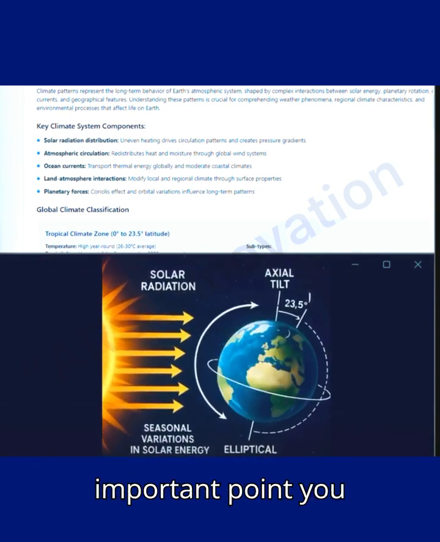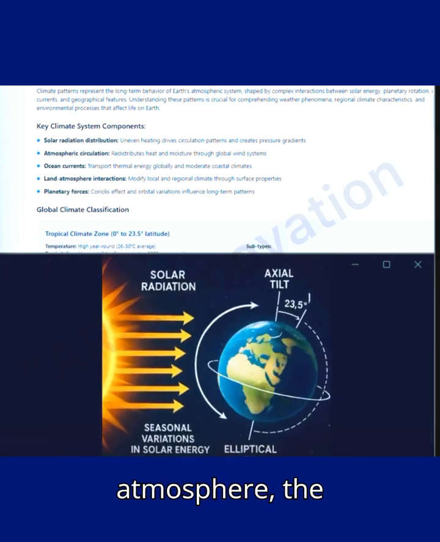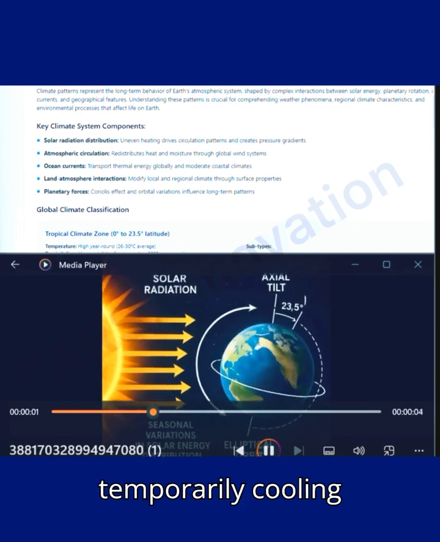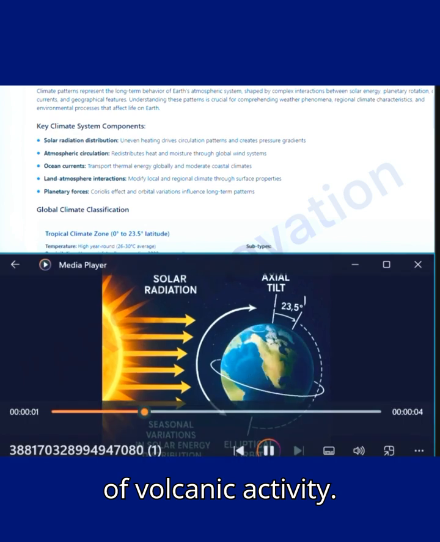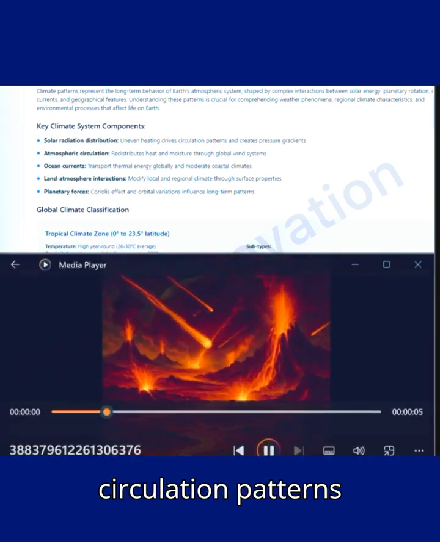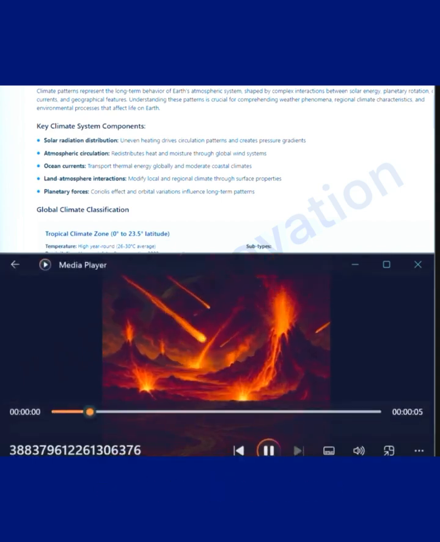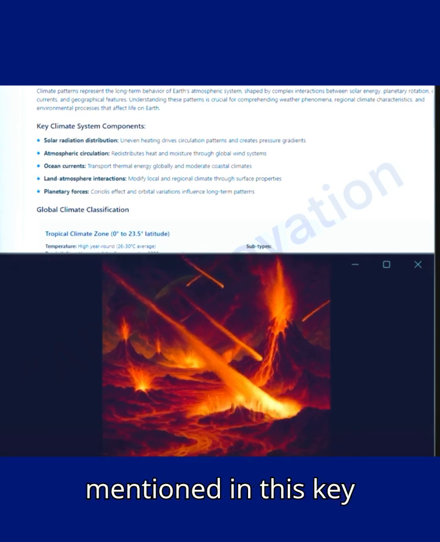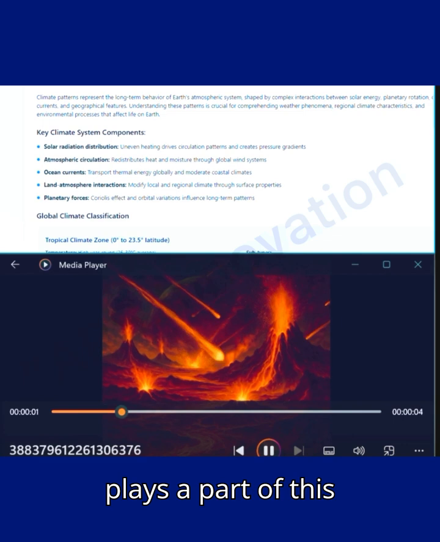Volcanic eruption is also one of the important points you need to note here. Eruptions can inject particles into the atmosphere that reflect sunlight, temporarily cooling the planet. I will show you the eruption of volcanic activity. Plate tectonics influences ocean circulation patterns and the positions of continents, which affects climate on a geological time scale. It was not mentioned in these key climate system components.